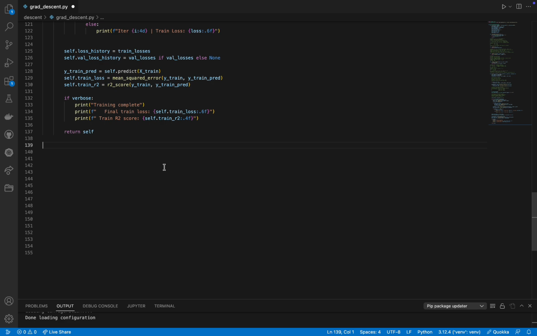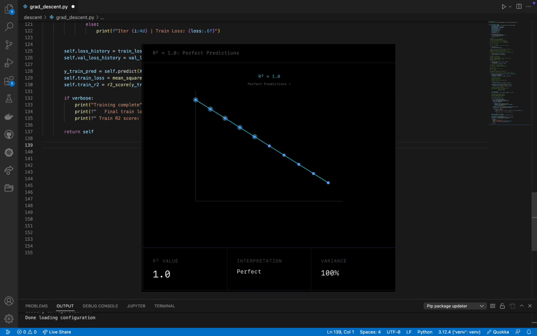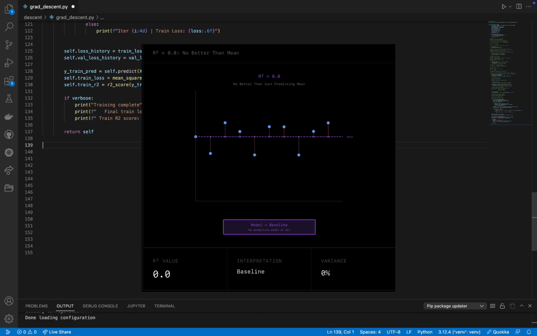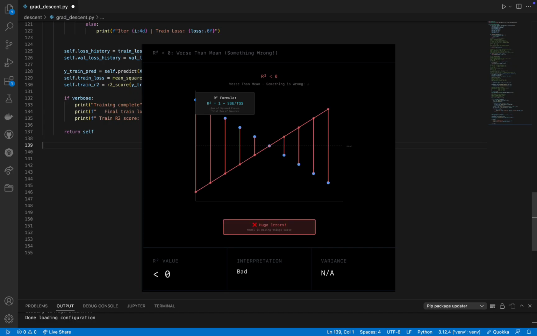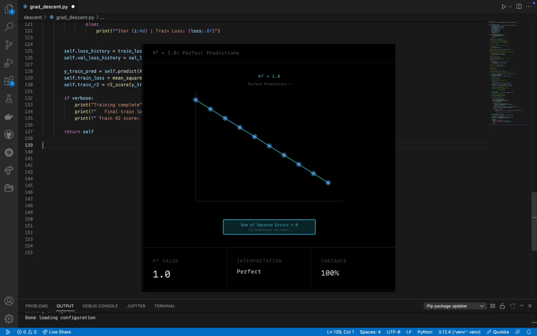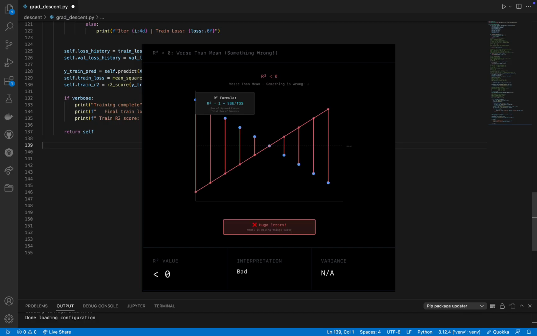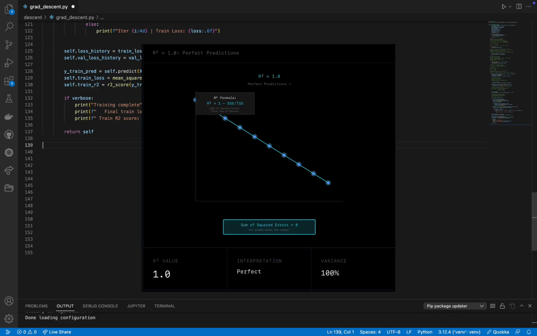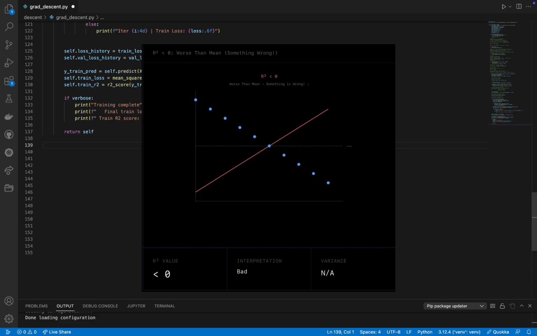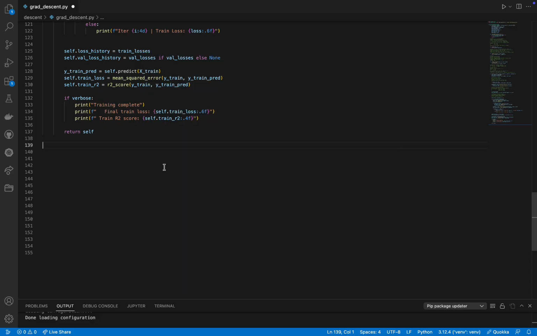But let me explain what R-squared means, because it's a really useful metric. R-squared tells us what percentage of the variance in Y our model explains. If R-squared equals 1, we have perfect prediction. If it's like 0.8, we explain 80% of the variance, which is pretty good. If it's 0, we're no better than just predicting the mean every time. If it's negative, we're actually worse than predicting the mean, which means something is seriously wrong. So yeah, that's also a pretty important metric.